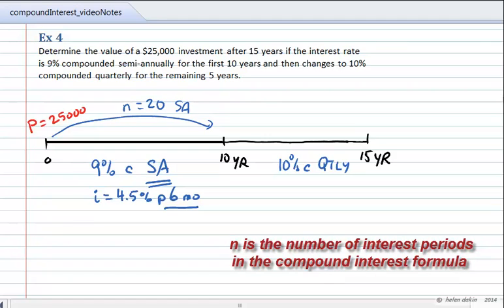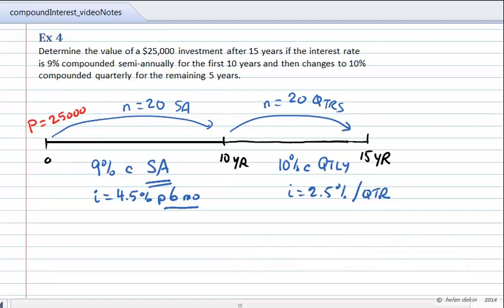Now, for the next 5 years, we've got an interest rate of 10% compounded quarterly. That's 4 times per year. So the interest rate per quarter would be 10% divided by 4, or 2.5% per quarter. That tells us that we are forced to count the number of quarterly periods over that time period. So we've got a 5-year time period, 4 quarters per year, so n is equal to 20 quarterly periods. I think now we're ready to do the calculations.